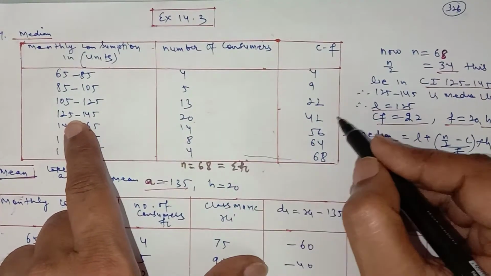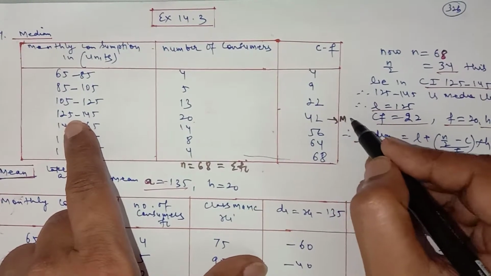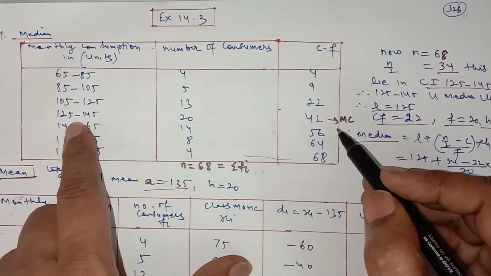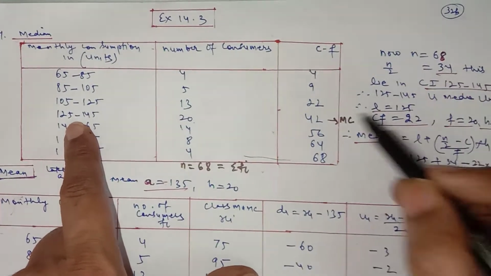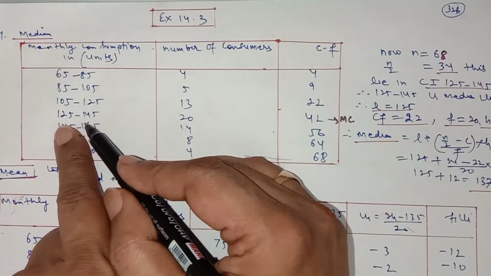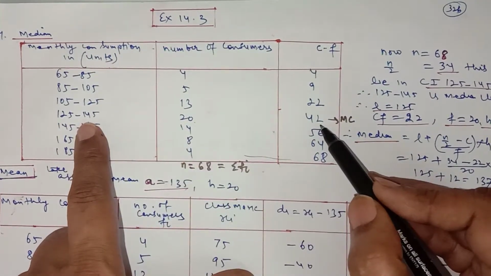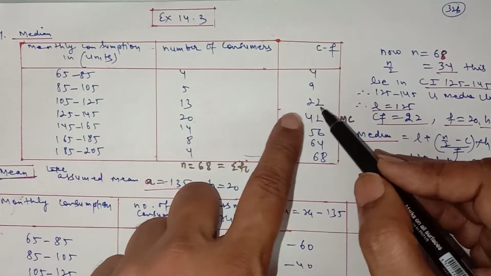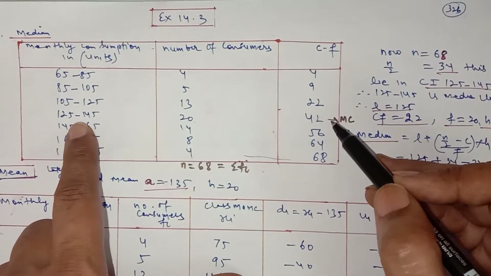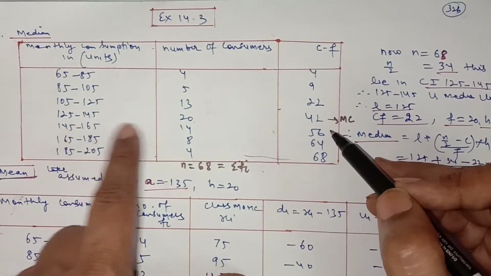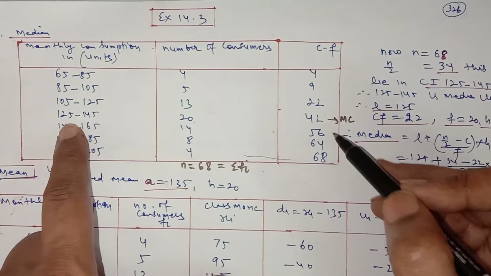So this is known as the median class. This is the median class, because this n by 2, that is 34, lies in this class interval of 125 to 145. That is because the number of consumers from 23 to 42 lie in this class interval. So this is the median class.